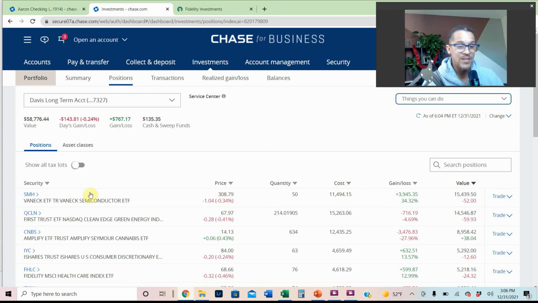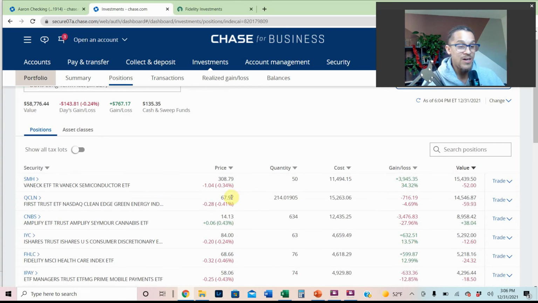But other than that, SMH was my big winner. I'm up 34% for that one for the year. Only got about $11,000 into that one. Want to get a lot more. QCLN has done well. Kind of went back and forth. There have been periods where it has taken off, and it's falling back right now. This has been as high as 30% throughout the year, but as you can see, it's down 4%. Long-term play, very happy with it. Not worried. Continue to dollar cost average into this one.